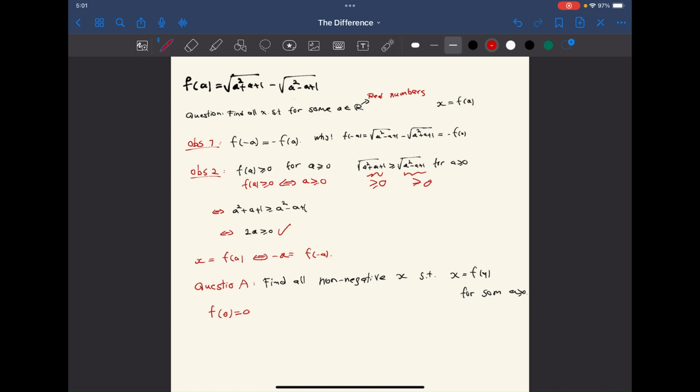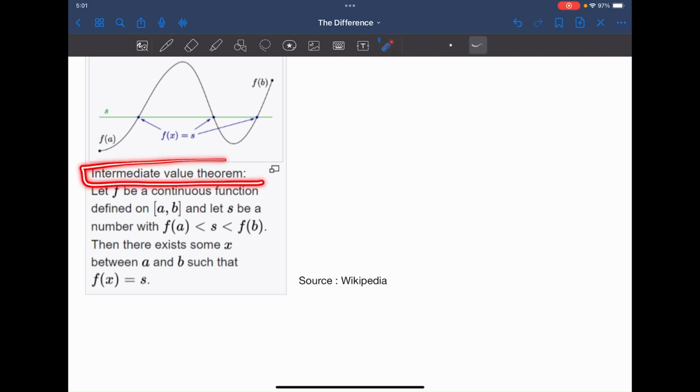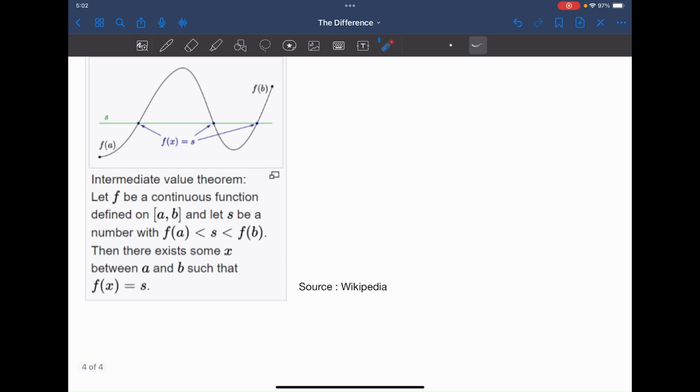And next, I'm going to discuss some facts from calculus, which is basically the core part of this equation, and that would be the intermediate value theorem. Intermediate value theorem is as follows. If f is a continuous function defined on some interval, let's say a and b, then all the values between f of a and f of b are attainable by f. That means there exists some x between a and b such that f of x is equal to s. And that's really what this image is also showing.